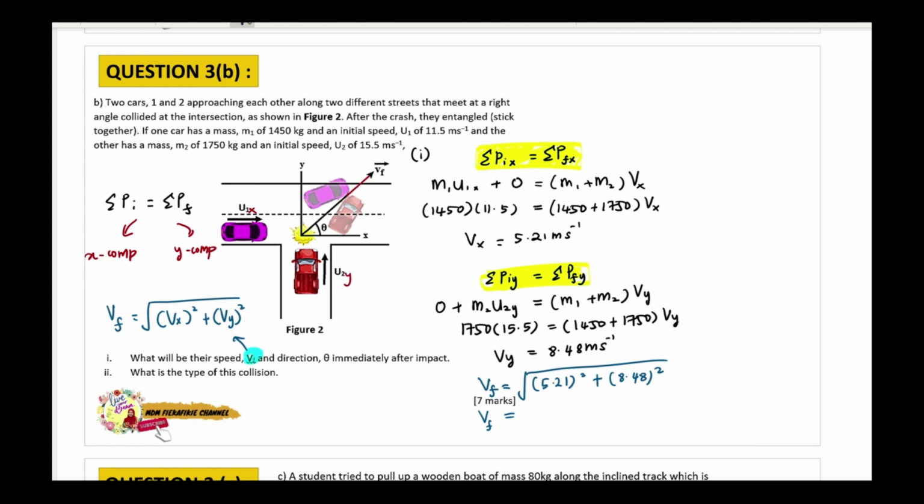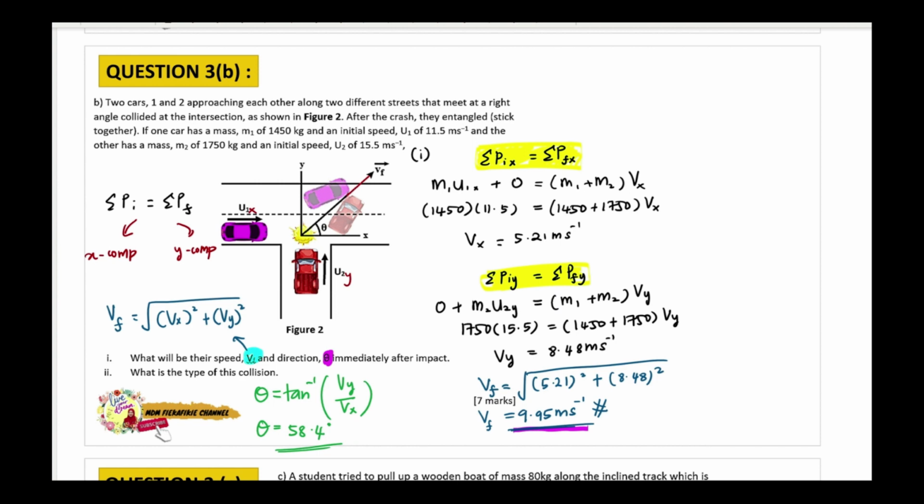Sekejap ya. Okay, kat sini saya dapat 9.95 meter per second. Okay, so this is the answer for V. But remember direction theta. Jangan lupa untuk kita kira theta is equal to inverse tangent Vy over Vx. Okay, masukkanlah nilainya. Okay, and then you akan dapat the angle is equal to 58.4 degree.